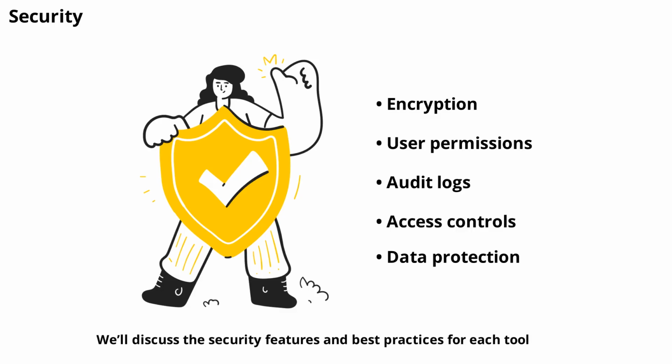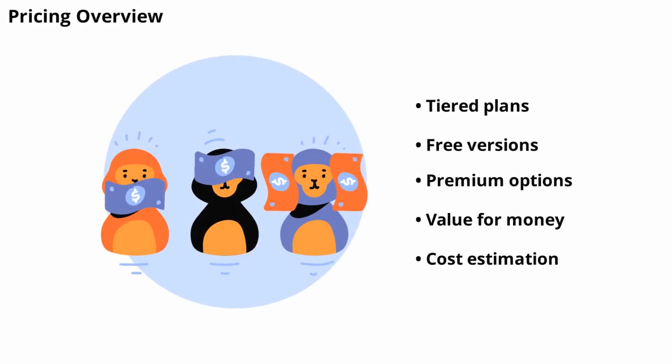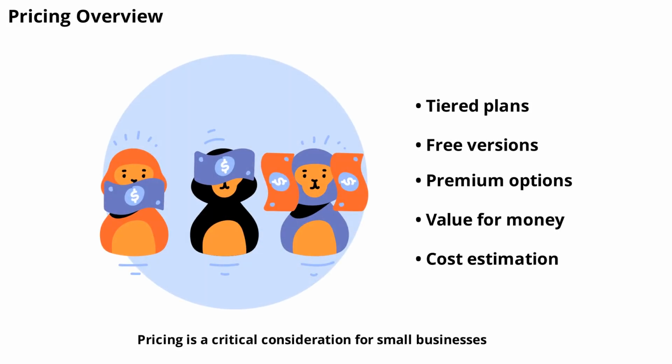We'll discuss the security features and best practices for each tool. Pricing is a critical consideration for small businesses. Airtable offers tiered plans, including a free version with limited features and paid options for advanced functionality. Notion's pricing is similarly structured, with free and premium plans. Both platforms provide value for money, but the cost may vary depending on your team size and feature requirements. We'll break down the pricing models and help you estimate potential expenses.